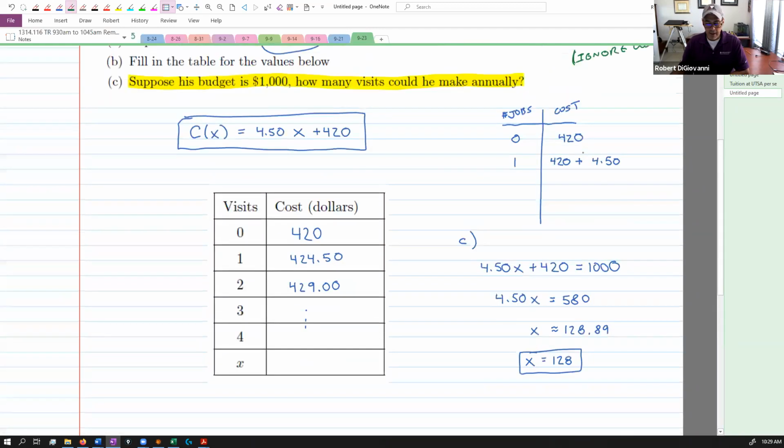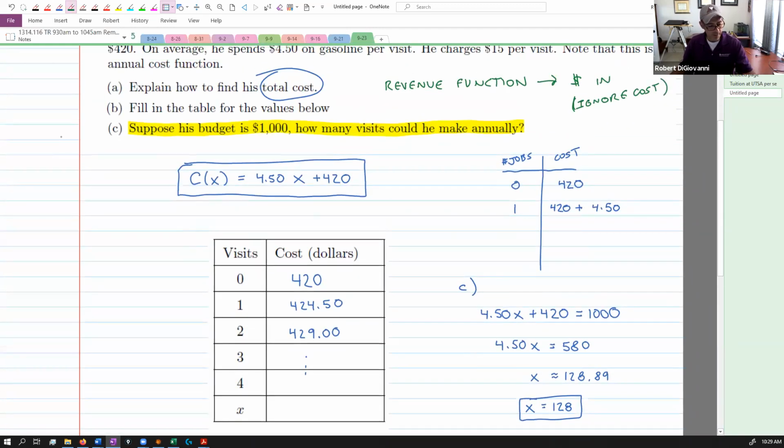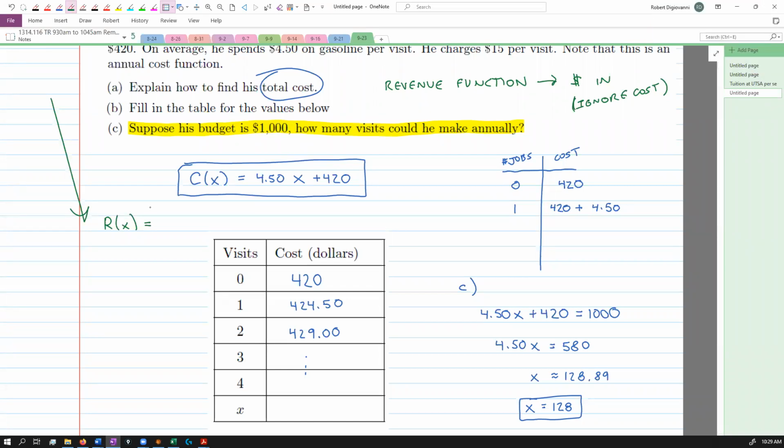I'm gonna write it down here. I'll write it so I can fit it on this page. I'm gonna put it right over here. I'm gonna call it R of X, R for revenue. What will it be? Would it be the $11.50? So ignore the cost. We realize that the gas is cost. Just ignore the cost. How much money does he bring in? So how much is he charging per visit?